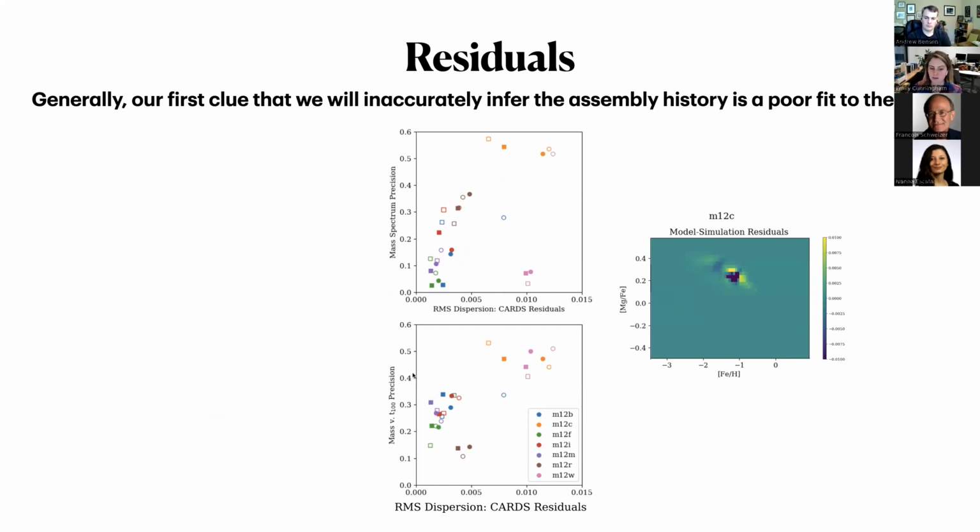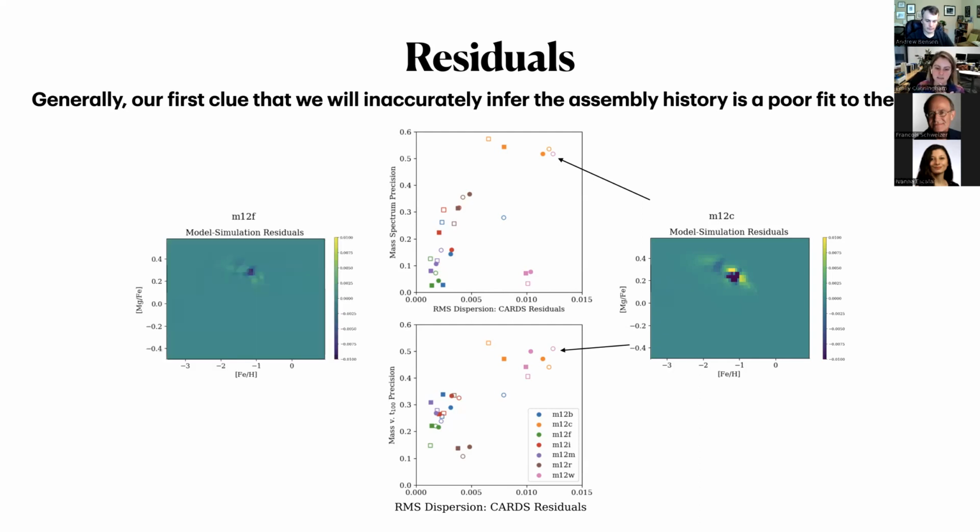And the lower panel are the residuals demonstrating how accurately we inferred the mass as a function of quenching time. And so M12C has very high model residuals in both its fit to the data and the inferred assembly history properties, whereas M12F has much lower model residuals in both the actual model of the data and the inferred assembly history properties.